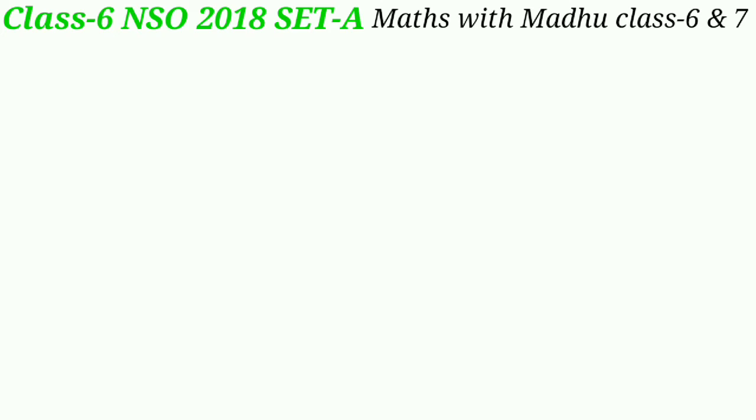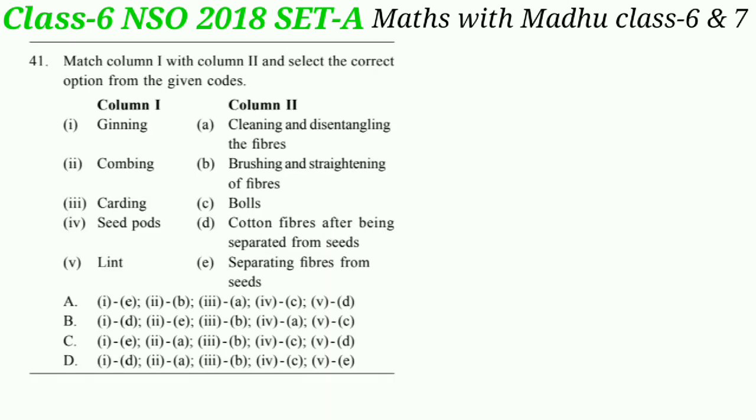Today we are going to start from question 41 of 2018 NSO paper set A for class 6. So let's get started. Question 41. Match column 1 with column 2 and select the correct option from the given codes. Look at column 1 and column 2 carefully.